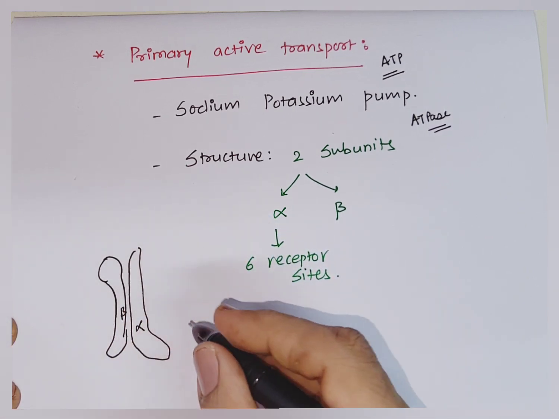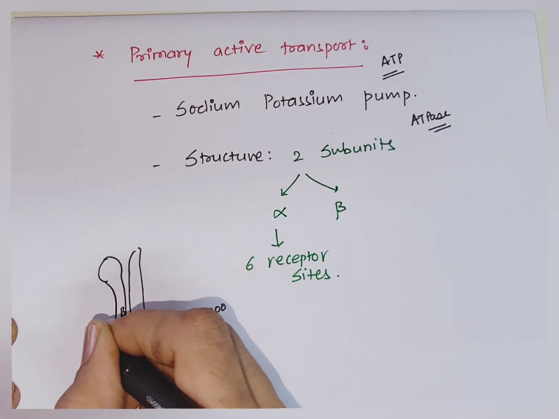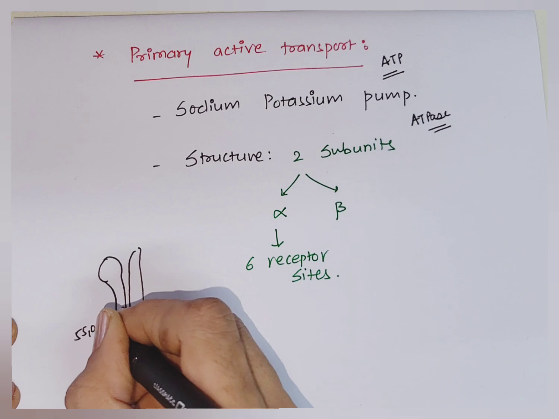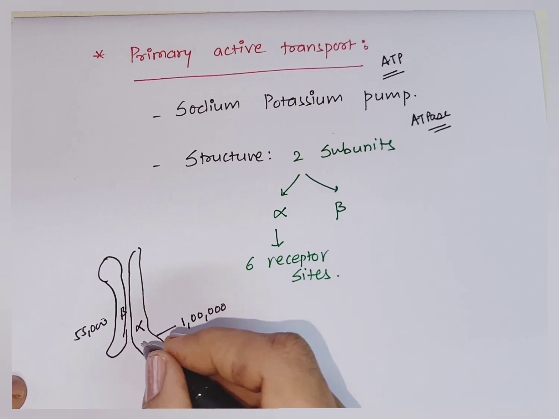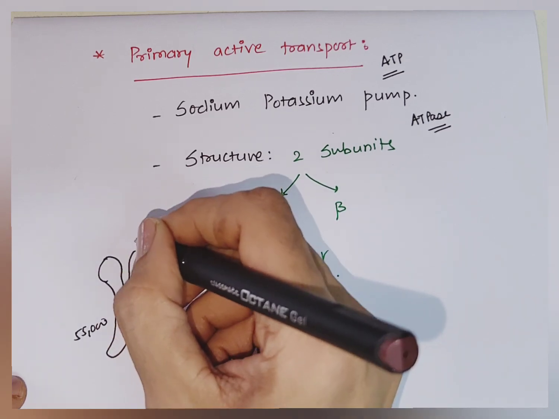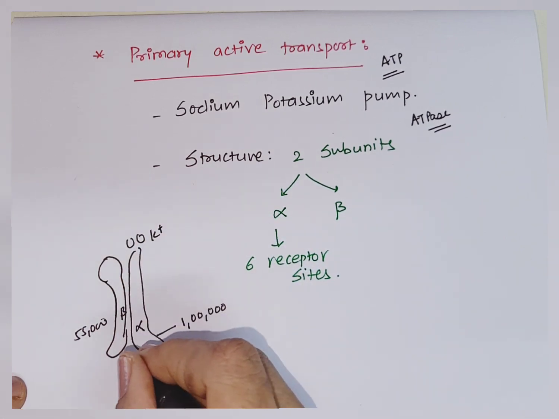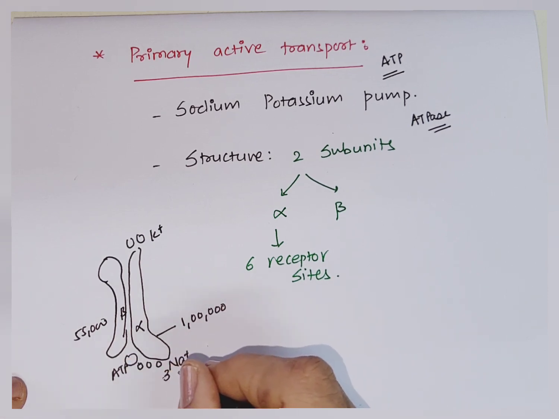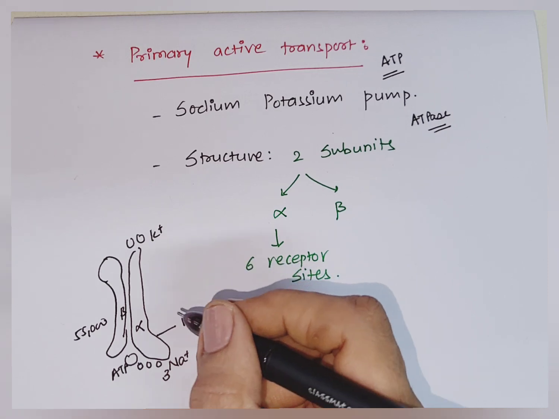Here, the alpha subunit has a molecular weight of 1 lakh. The beta subunit has a molecular weight of 55,000. The functions of the beta subunit are not very well known. The alpha subunit has 6 binding sites, of which 3 are for sodium inside the cell membrane, 2 for potassium outside the cell membrane, and 1 for ATPase. So this pump gets active when 3 sodium ions bind inside and 2 potassium ions bind outside the membrane.